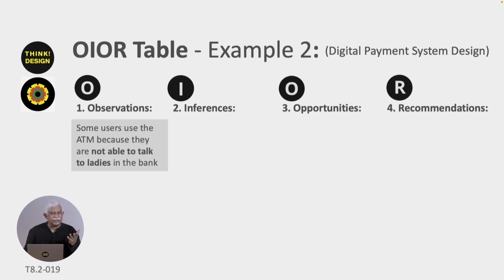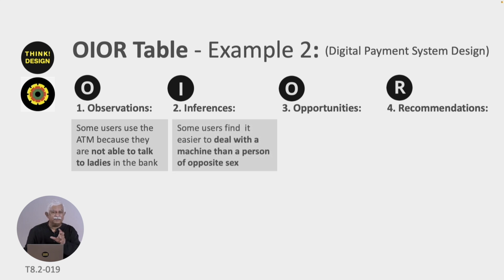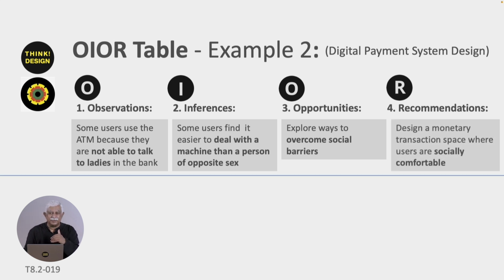Some users use ATM because they are not able to talk to ladies in the bank. Okay. So, this is very cultural, right, and one has to be perceptive of this. Some users find it easier to deal with a machine than a person of the opposite sex, that is the inference. Okay. What is the opportunity for design? Explore ways to overcome social barriers. Okay. So, now you can put that as part of your design. Design a monetary transaction space where users are socially comfortable.